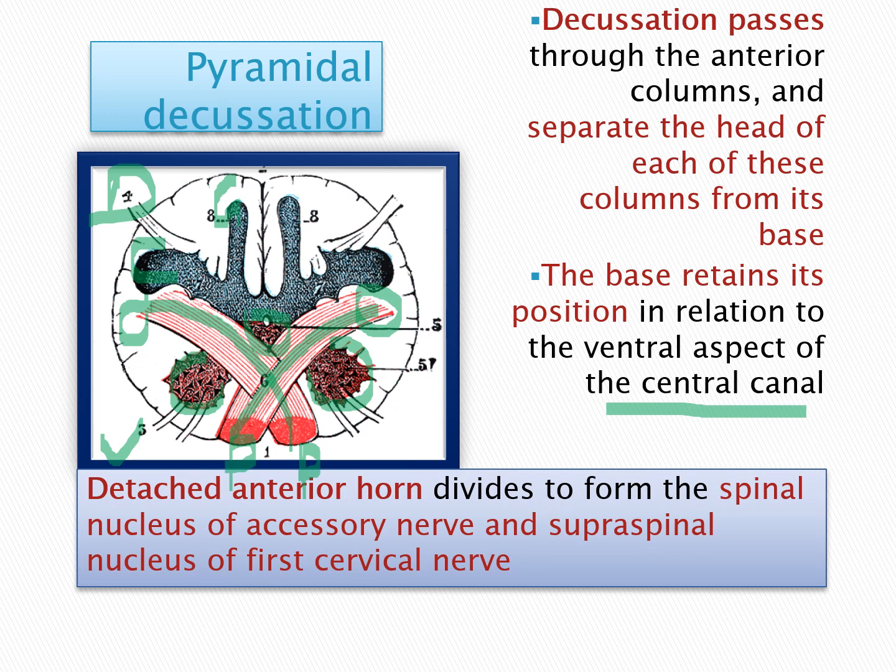So this detached anterior horn, if you see, it has the spinal nucleus of accessory nerve. You have learned this spinal accessory nerve supplies the trapezius and sternocleidomastoid. So that contains the spinal nucleus of accessory nerve, and also the supraspinal nucleus of first cervical nerve. This first cervical nerve has one more nucleus in the medulla, that is called supraspinal nucleus of first cervical nerve.